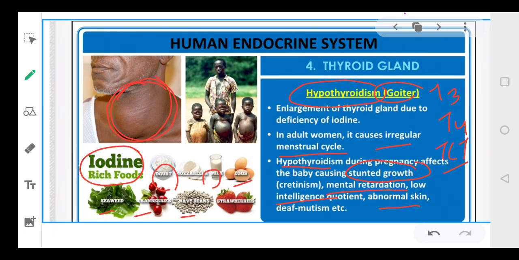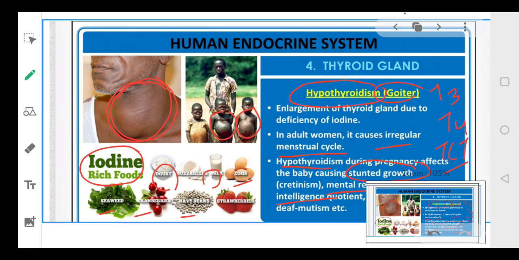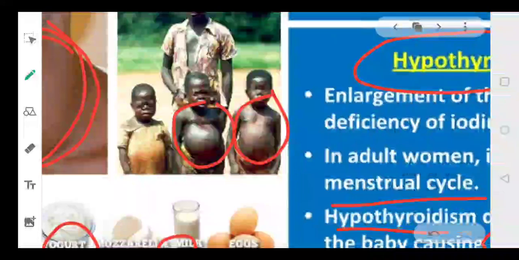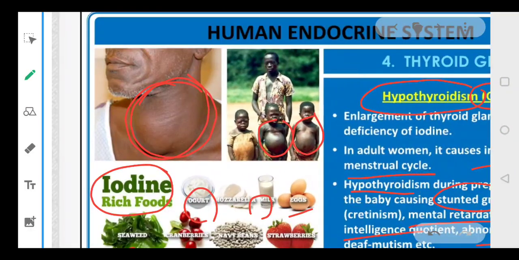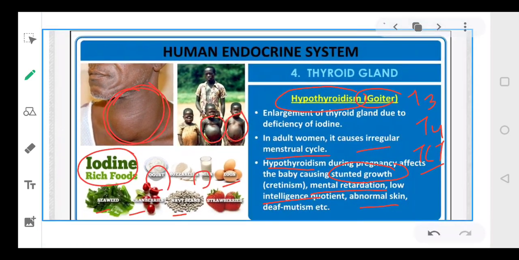If you look at the pictures, just look at the skin color these people have. They are highly pigmented. They are highly black. This is not the normal skin color. So the skin color also indicates the deficiency of iodine. Okay, everyone? If your diet is deficient in iodine, then this kind of skin will be there, you will become highly black, highly pigmented. The skin will not be able to remain its original color.